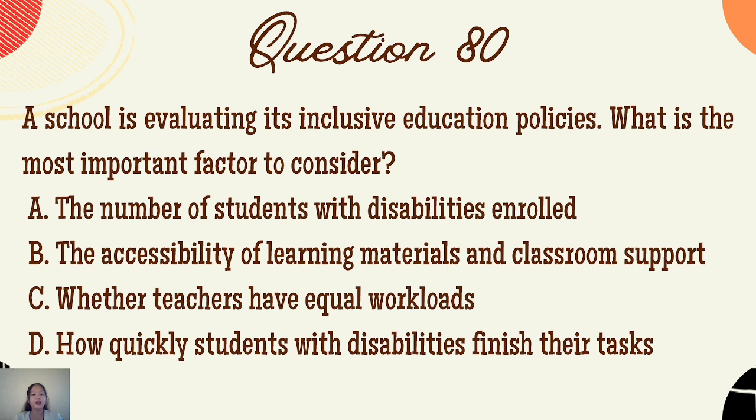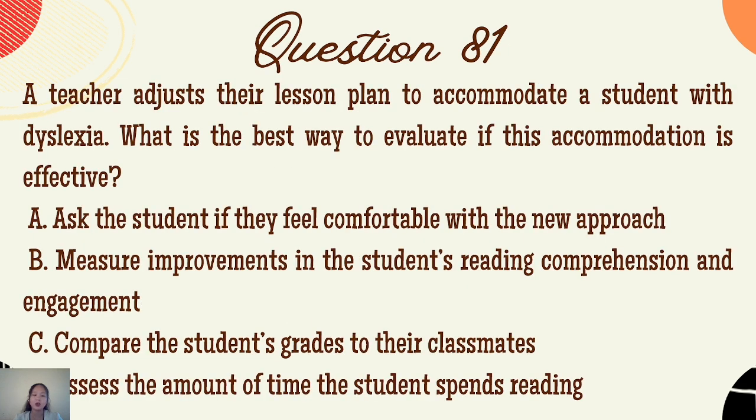The other options, A, C, and D, are wrong. Option A is the number of students with disabilities. It's not about how many, it's about how well they're supported. For options C and D, teacher workload and task completion rates don't measure true inclusion. Now let's go to question number 81.